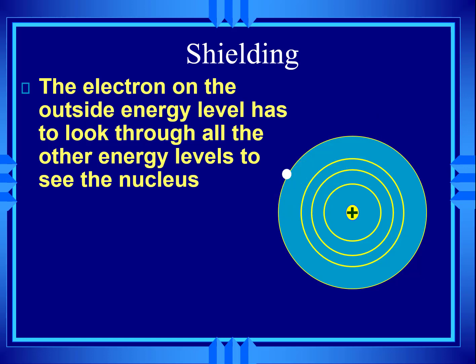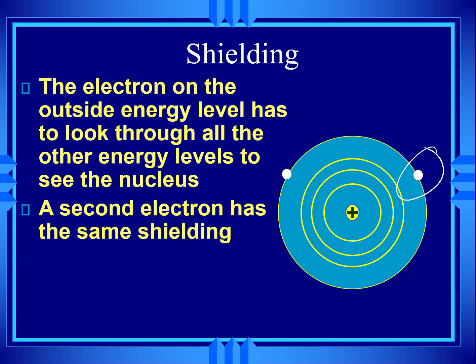Now, if I go to calcium, the next atom, I add another electron out here, but it's still in the fourth energy level, so I don't affect the shielding. So as I go across a period, I'm just going to keep adding to that outside layer, and my shielding is going to stay the same.